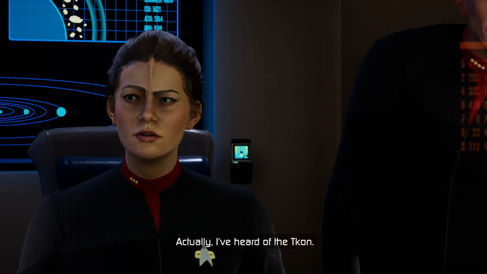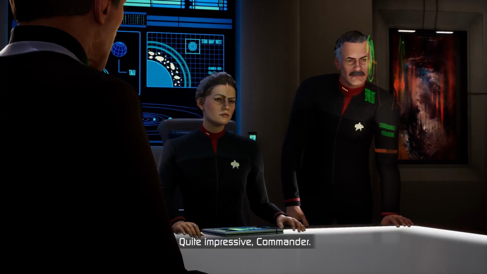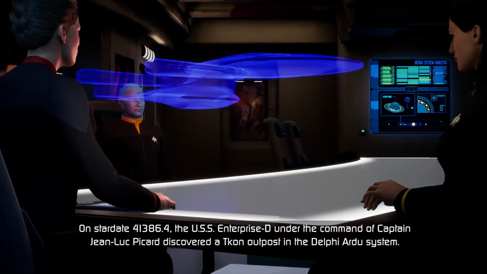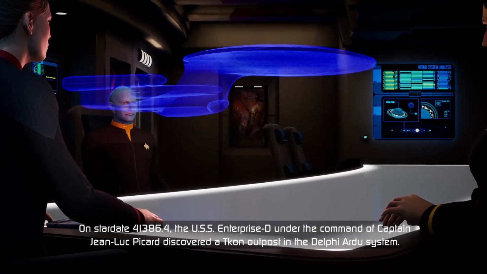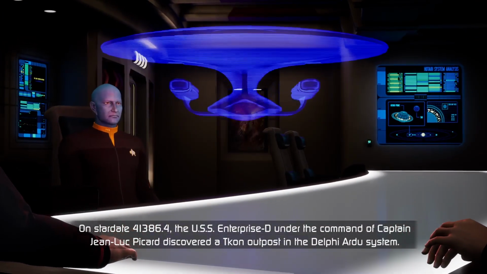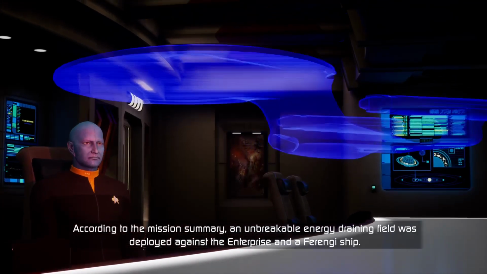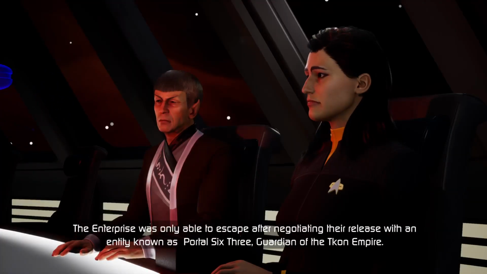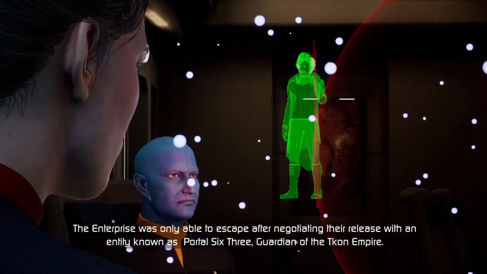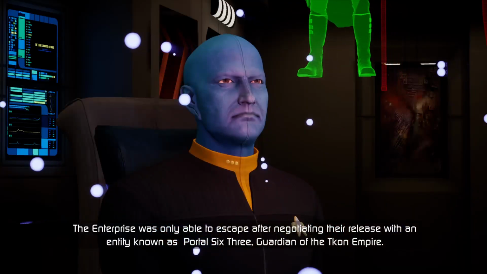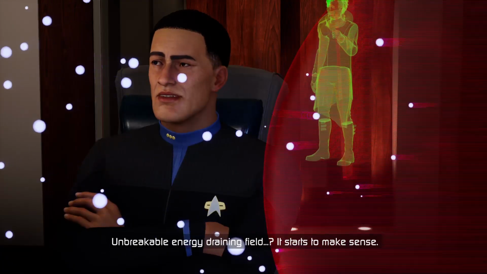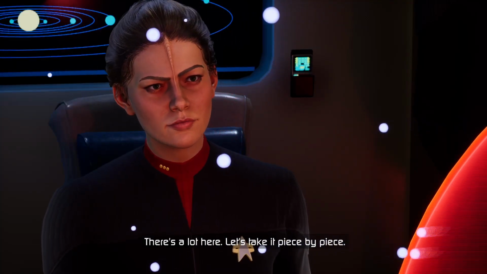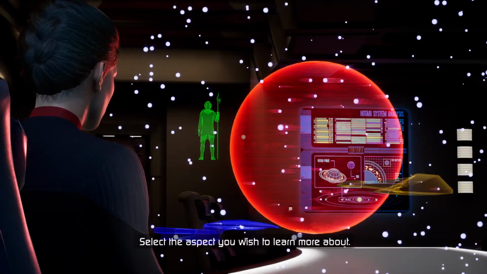Actually, I've heard of its con. You have? Quite impressive, Commander. Computer, summarize the Enterprise D's discovery of a Tikan outpost. On Stardate 4136.4, the USS Enterprise D, under the command of Captain Jean-Luc Picard, discovered a Tikan outpost in the Delphi Ardu system. According to the mission summary, an unbreakable energy-draining field was deployed against the Enterprise and a Ferengi ship. The Enterprise was only able to escape after negotiating their release with an entity known as Portal 63, Guardian of the Tikan Empire. Unbreakable energy draining field. Starts to make sense. What else is there? There's a lot here. Let's take it piece by piece. Select the aspect you wish to learn more about.